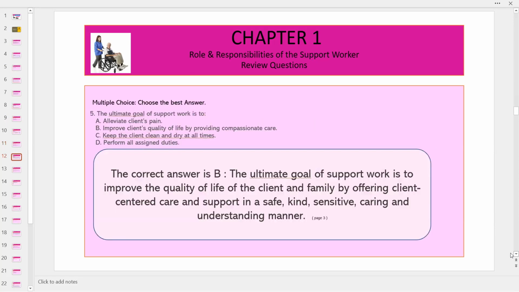The correct answer is B. The ultimate goal of support work is to improve the quality of life of the client and family by offering client-centered care and support in a safe, kind, sensitive, caring, and understanding manner.